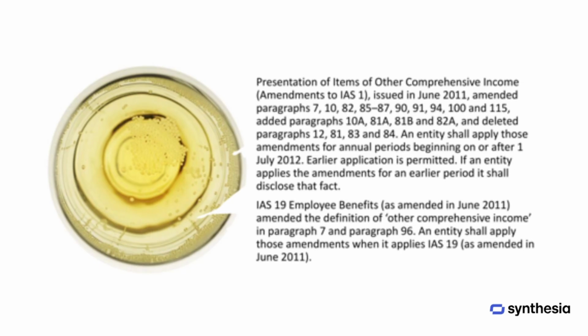The IAS 19 Employee Benefits, as amended in June 2011, amended the definition of other comprehensive income in paragraph 7 and paragraph 96. An entity shall apply these amendments when it applies IAS 19, as amended in June 2011.